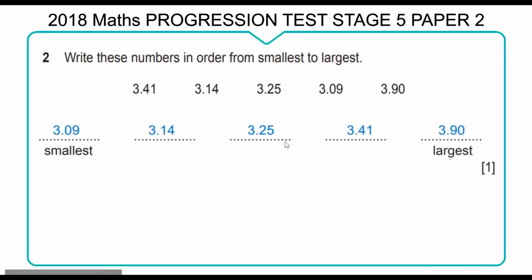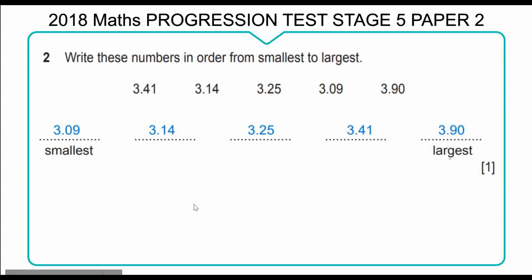So it starts from 3.09, 3.14, 3.25, 3.41, and 3.90. The idea is easy. We just compare the numbers. Since the ones place is the same, 3, 3, 3, 3, and 3, we compare the next digit, which is after the decimal point. That is 4, and this is 1, and this is 2, and this is 0.